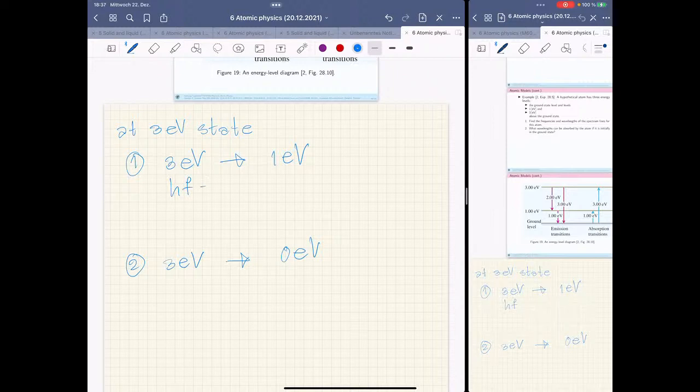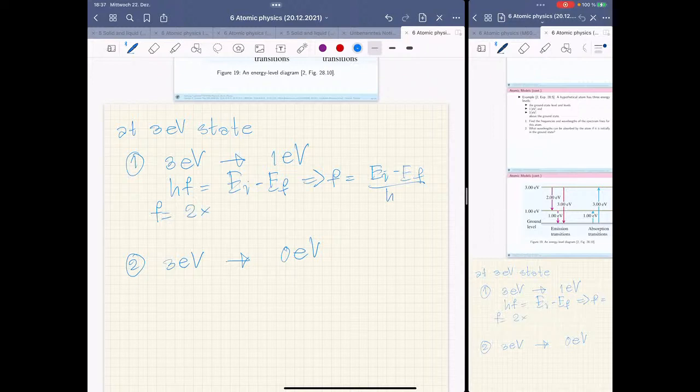From the formula here, hf equals Ei minus Ef. So it means that f equals Ei minus Ef, divided by h. Let's get into the detail. Ei is 3, Ef is 1, so the difference is going to remain 2 eV. So f will be 2 eV divided by h.